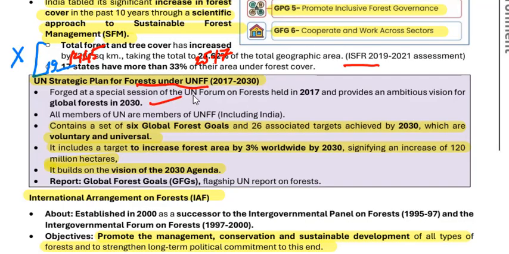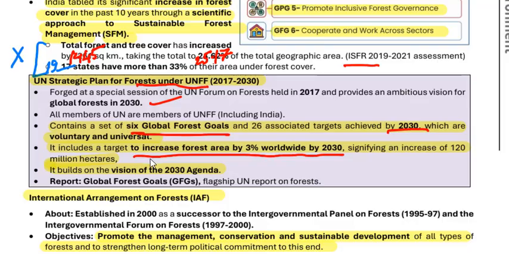We have already talked about this. This vision is 2017 to 2030. All members of the UN are members of UNFF, including India. It contains a set of 6 global forest goals. You don't need to remember all the 6 global forest goals. Just you need to know there are 6 global forest goals and 26 associated targets to be achieved by 2030, which are voluntary and universal. It includes a target to increase the forest area by 3% worldwide by 2030.